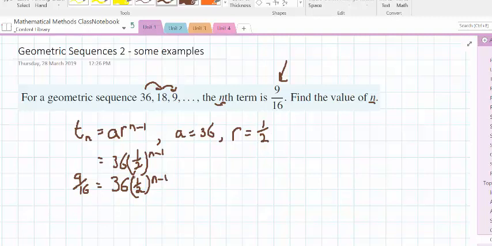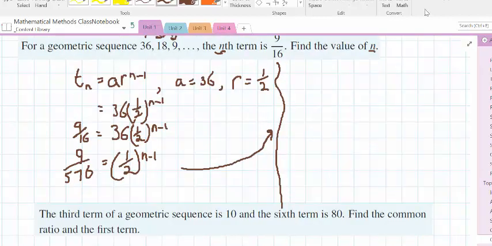Okay, let's go through and solve that then. So dividing both sides by 36, 9 over 576 is a half to the n minus 1. Continuing up the top here, let's simplify further. Dividing through by 9, we get 1 over 64 is a half to the n minus 1.